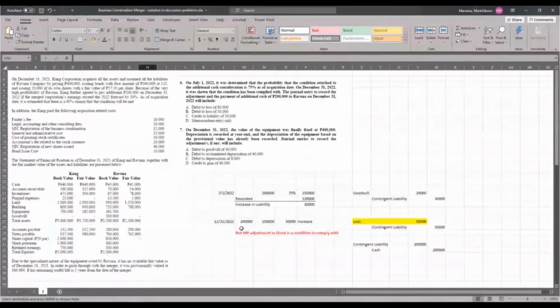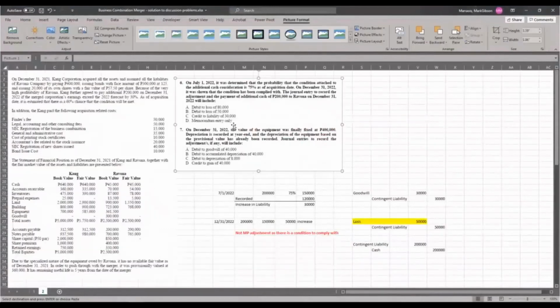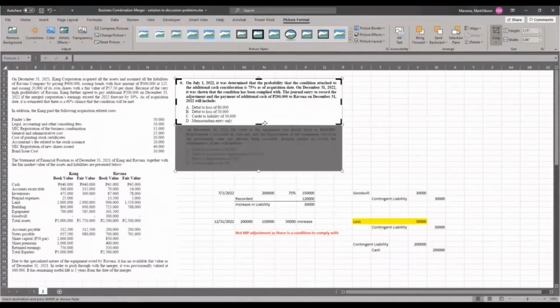So, puntahan natin ngayon yung problem. Focus muna tayo kay number 6. Alisin ko itong si 7 para hindi nakaka-distract.